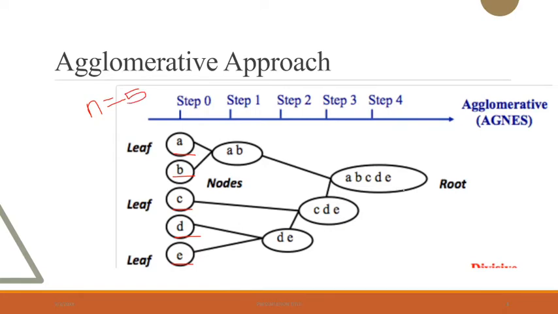At step 1, we merge the clusters which are close to each other. Let's say A and B are close to each other. So we merge these individual clusters into a single cluster, which is AB. Now we need not consider the individual clusters A and B, so we discard these two individual clusters. So the n value becomes 4, which are AB, C, D, and E.